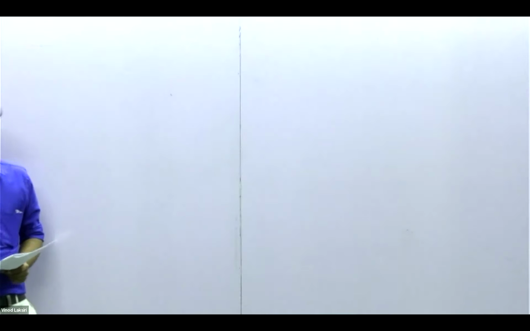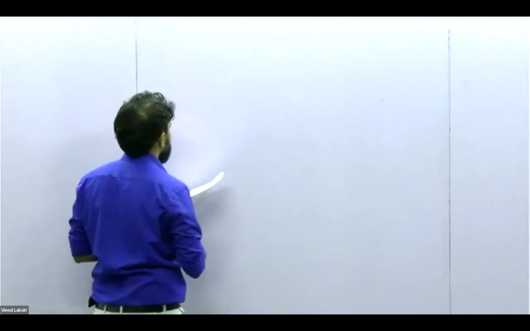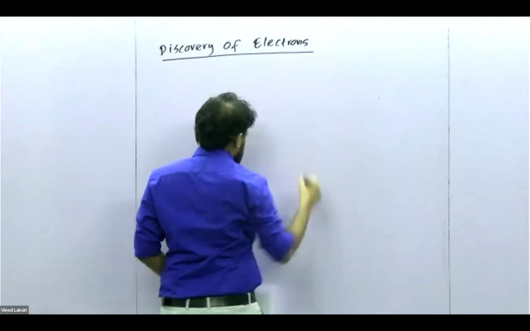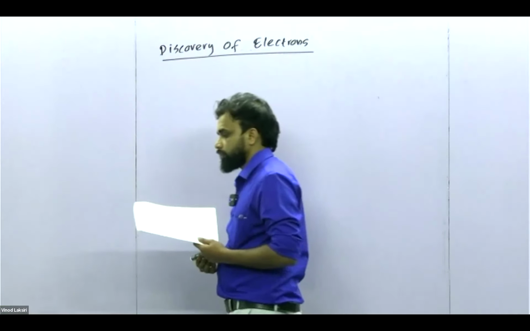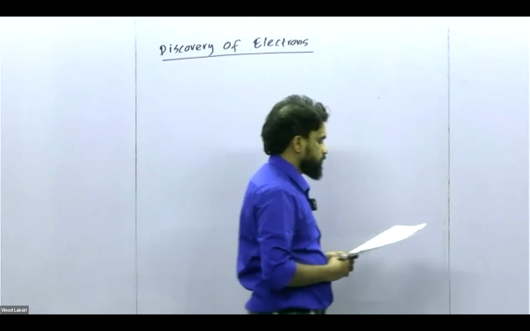Right. So what is the next one? Next, we have to study the discovery of electrons, protons, and neutrons. What are the experiments used to discover the electrons? What is the experiment used to discover the proton and neutron? Right, it is our next part. Write down the first part: discovery of electrons.